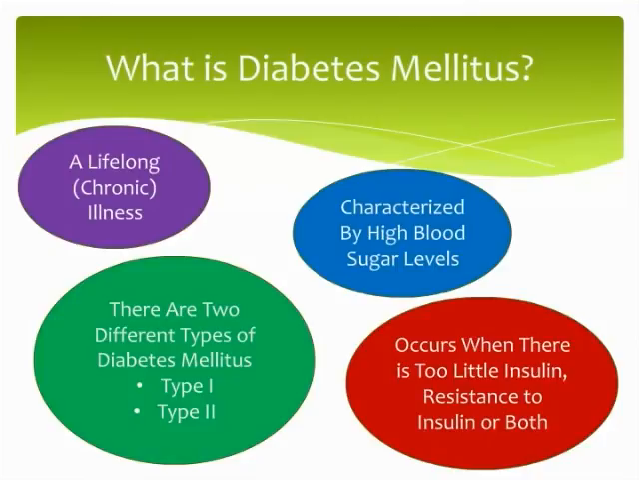Diabetes is caused by too little insulin, resistance to insulin, or both. Insulin is a hormone produced in the pancreas that helps the cells utilize the sugar that we eat for energy. More than 20 million Americans are affected by diabetes.